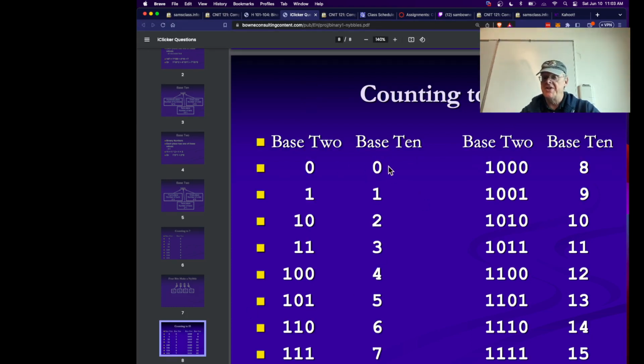Here all zeros is 0, 1, 1 is 3, 1, 1, 1 is 7, 8 looks like 1,000. It's 8 plus no 4s plus no 2s plus no 1. This one's easy to remember. 10, 10 is 10 because it's 8 plus 2. No 4s and no 1s, so that's 10. And the biggest nibble is 1, 1, 1, 1. That's 15, which is 8 plus 4 plus 2 plus 1. So that's the simplest binary thing to work with.